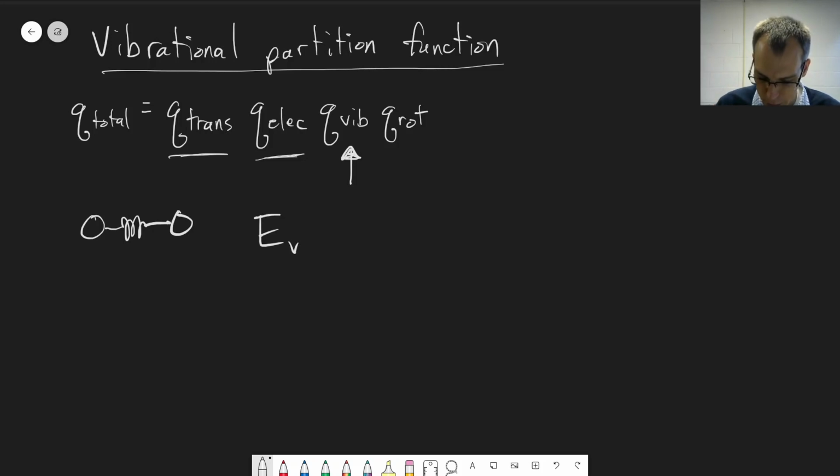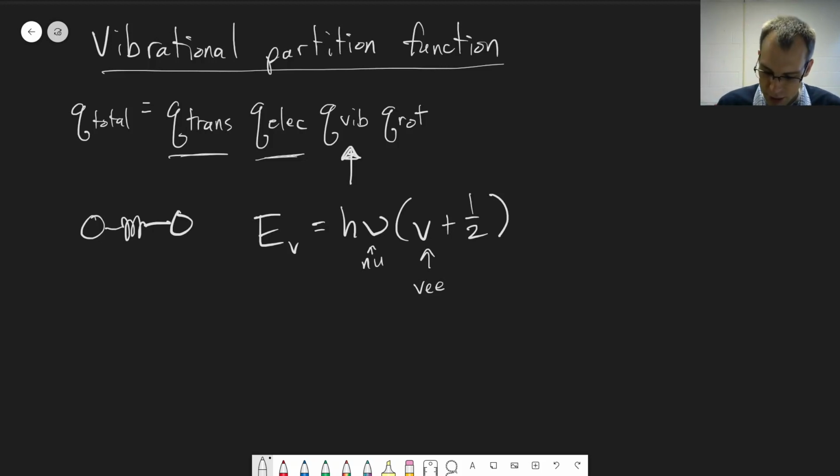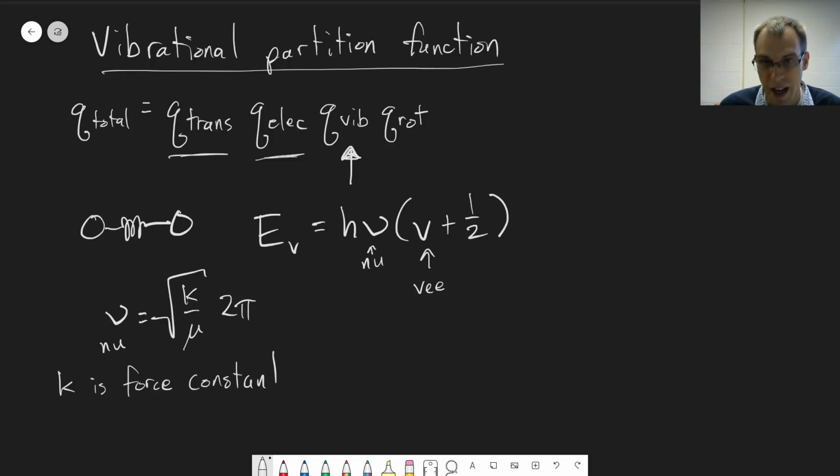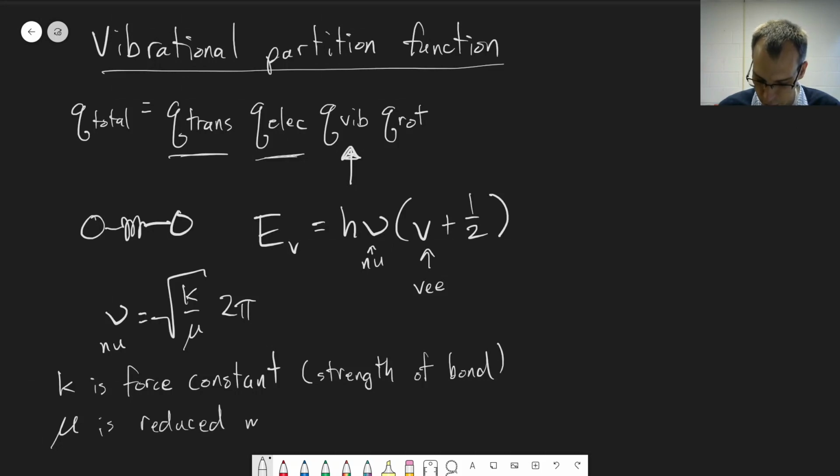And we have an energy that depends on a quantum number called v. The energy is equal to h, Planck's constant, times this constant, nu, which is not a v. It looks a lot like a v, but this is nu, times v, our quantum number, plus a half. And this constant nu is equal to the square root of k over mu, times 1 over 2 pi. k here is the force constant of the bond. This would be the spring constant if this was actually a spring instead of a bond, and this roughly tells us how strong the bond is. And mu is the reduced mass, which is given by a particular formula, equal to m1 times m2 over m1 plus m2.